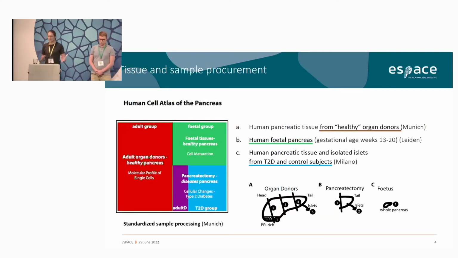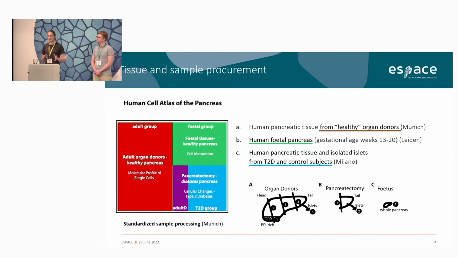So we basically had three main groups of patients. The biggest group, the adult organ donors, which are healthy pancreas donors, where we did single nucleus sequencing. Then there's the fetal group, which have developmental ages from about 13 to 17 weeks after gestation. And then the disease group with healthy and diseased type 2 diabetes patients.